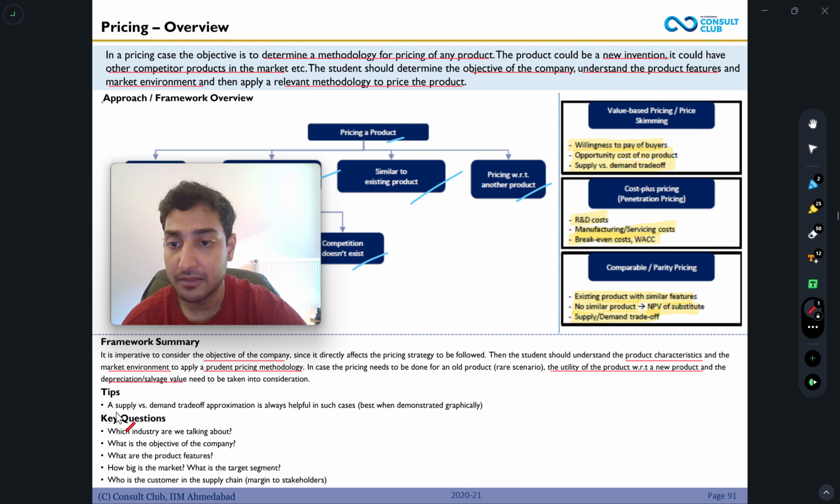Tips: a supply versus demand trade-off approximation is always helpful in such cases, best when demonstrated graphically. It's always the best idea to try out a supply versus demand graph.